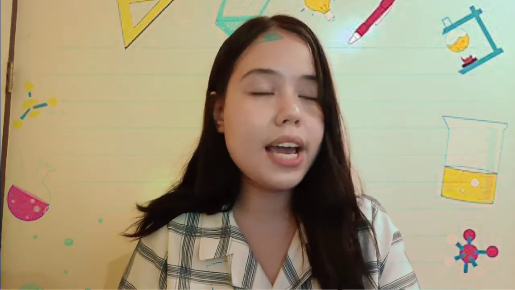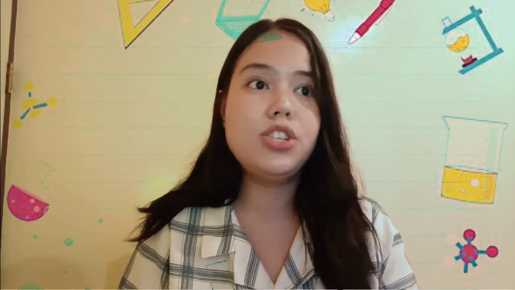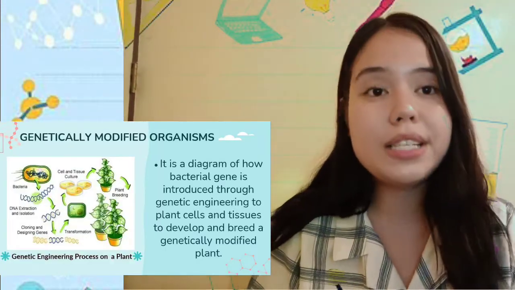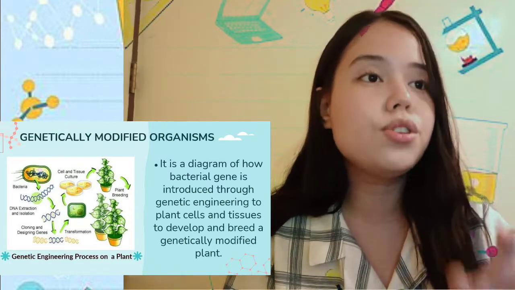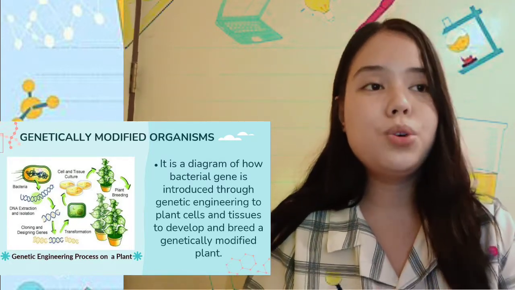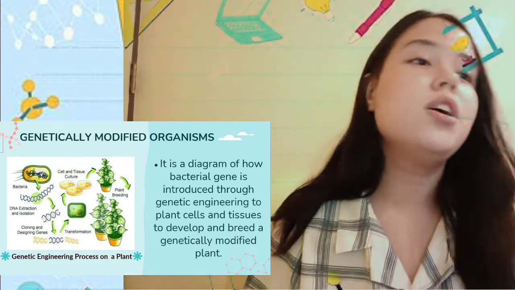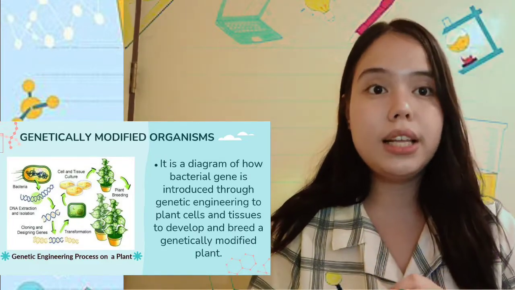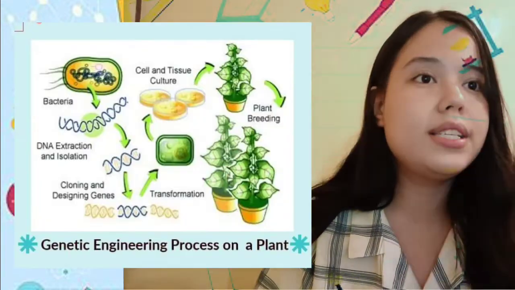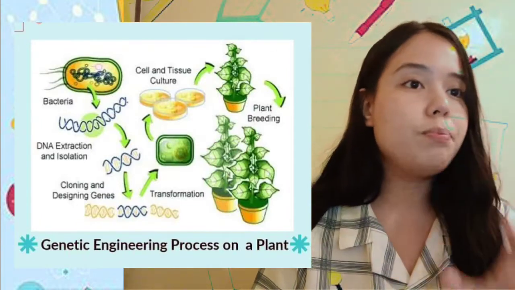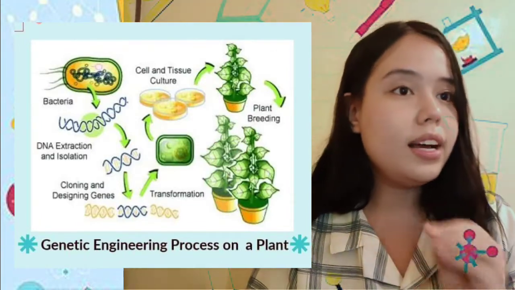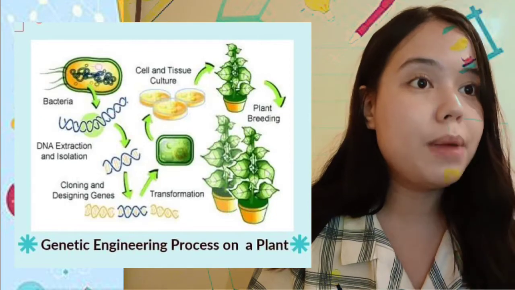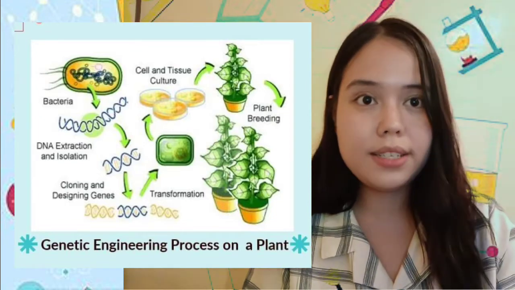Okay, and also let's take a look at this diagram here in the next slide of a genetically modified organism. It is a diagram of how bacterial gene is introduced through genetic engineering to plant cells and tissues to develop and breed a genetically modified plant. So as we can see in the picture, it has a lot of processes, and at the last one, we have the transformation and the breeding of the plant.